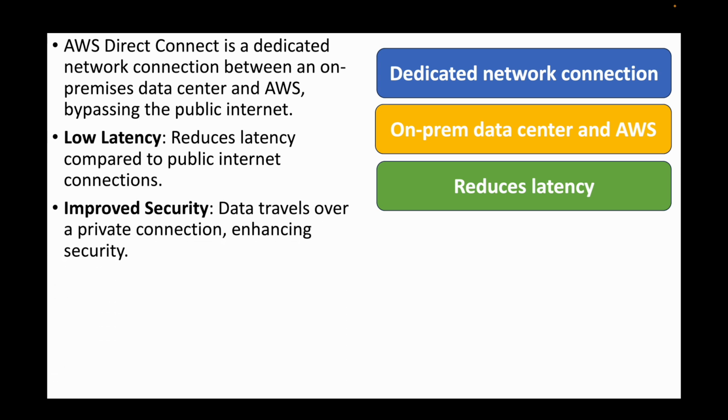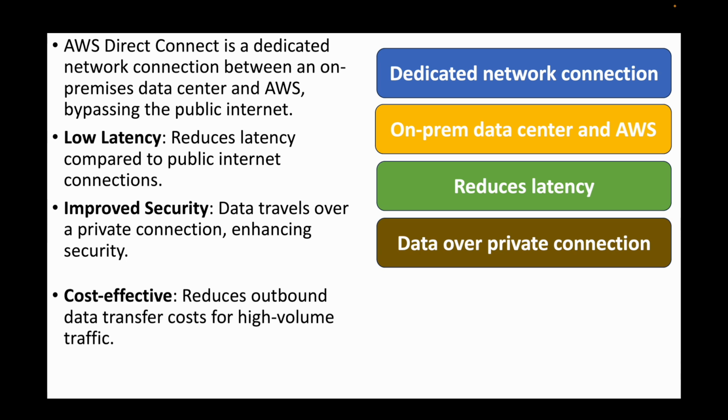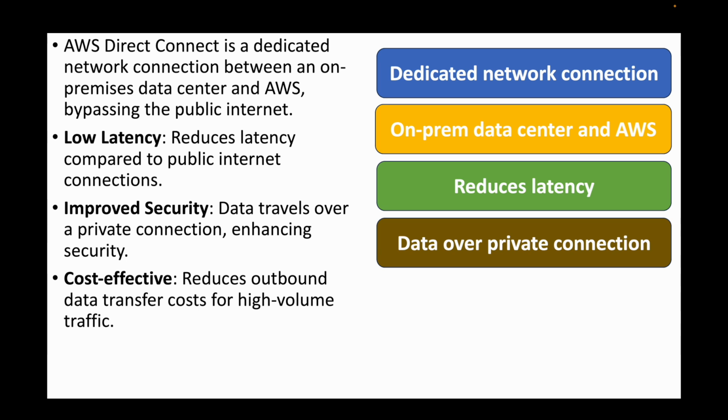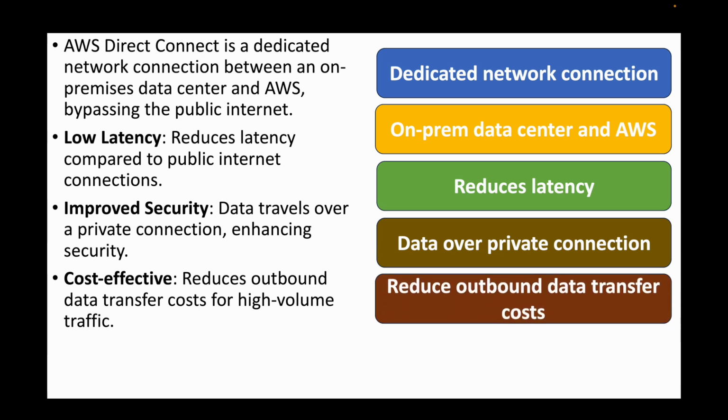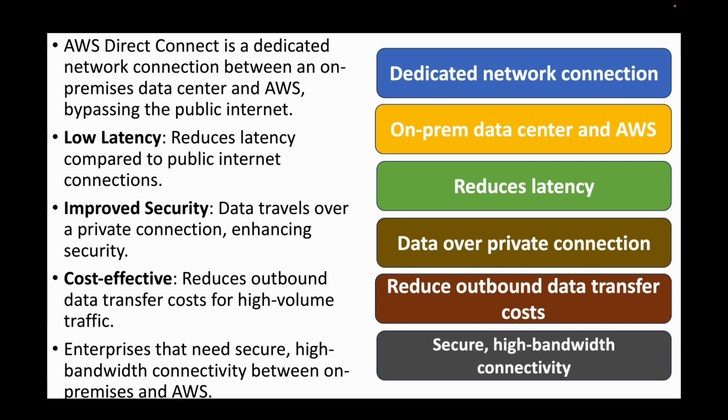You get improved security. Because you're not making use of the public network, your data travels over the private connection, making your connection secure, and it is also cost effective. It reduces outbound data transfer costs for high volume traffic. So this is ideal for enterprises that need secure, high bandwidth connectivity between the on-premises data center and the AWS environment.